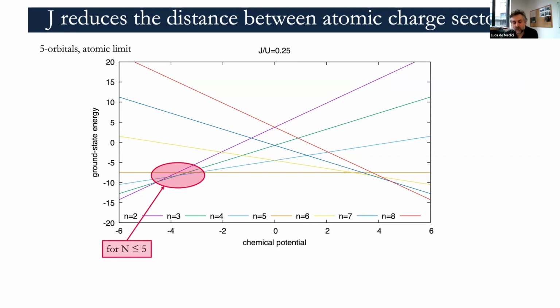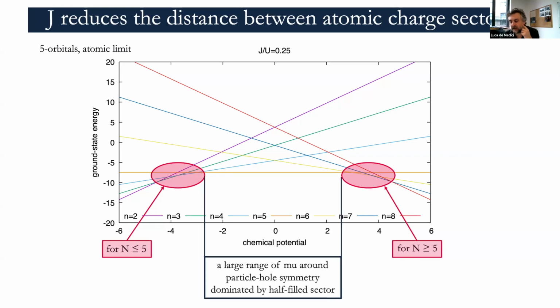And this happens both for less than or equal to half filling, which in this model is 5, because I'm looking at 5 orbitals, a 5-orbital Hubbard model, and for more than half filling. So these are two restricted zones in chemical potential. And then you can see that there is a large zone of chemical potential around particle symmetry, which is completely dominated by the half-filled sector.